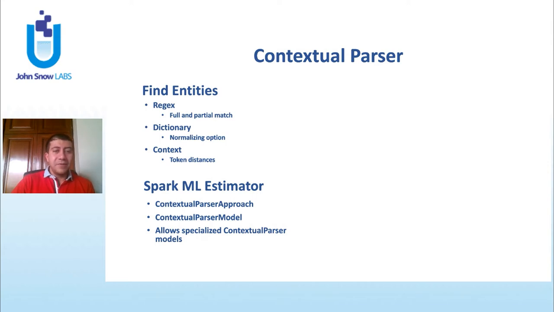Now let's take a look at contextual parser. This annotator allows us to define rules to find entities of interest using regular expressions and context awareness approaches. It does this using regular expressions that allows to match full and partial matching, a dictionary with a normalized option and context through token distances.